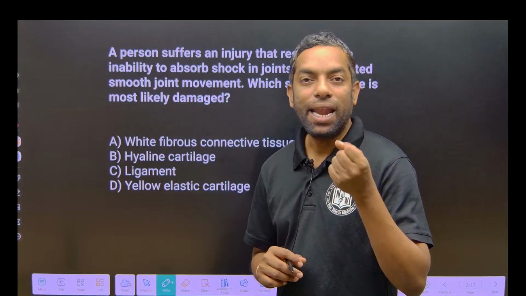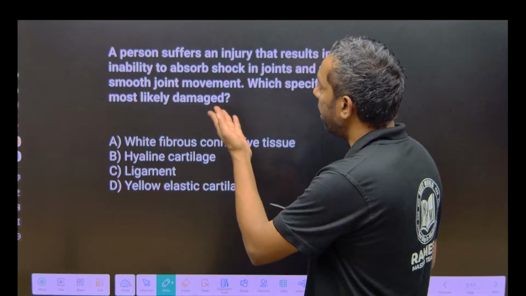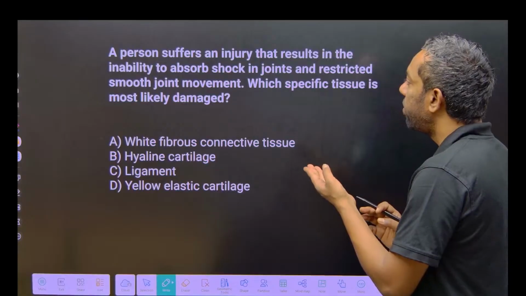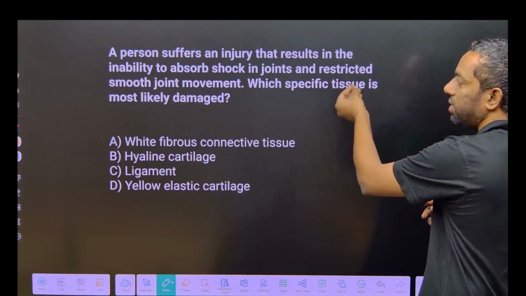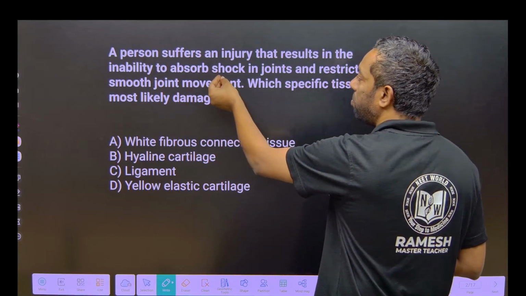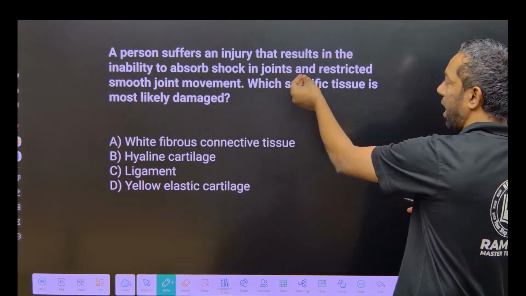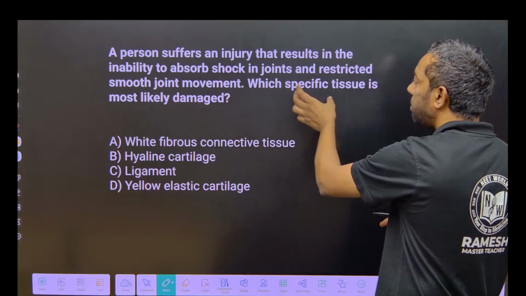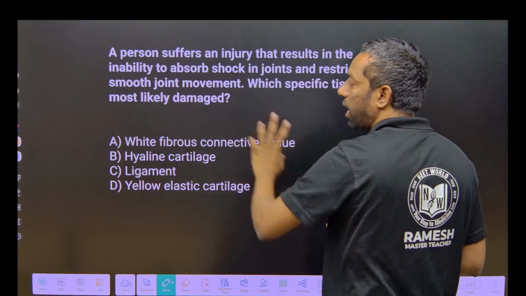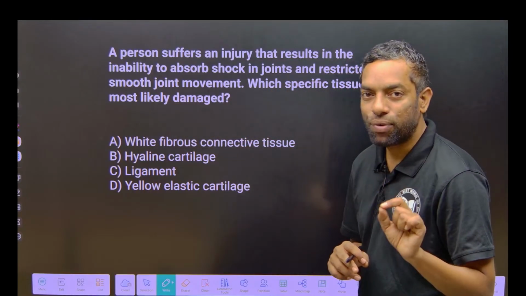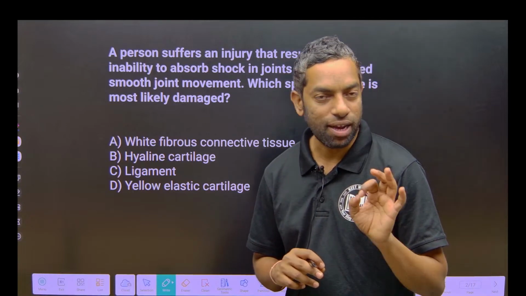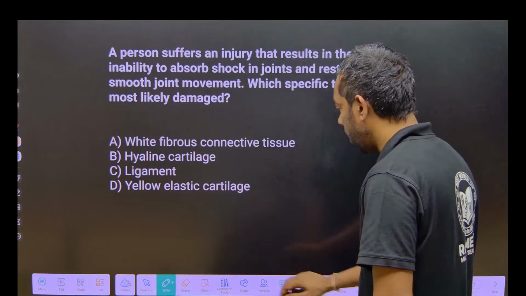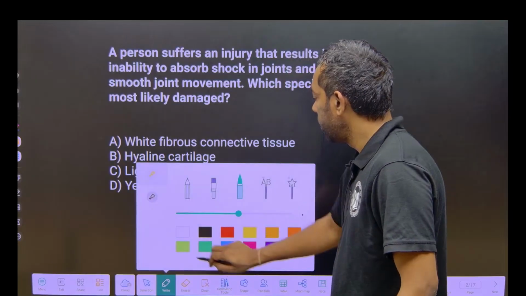This is animal tissue. A person suffers from an injury that results in the inability to absorb shocks in joints and restricts smooth joint movement. Which specific tissue is most likely to be damaged? They can ask this kind of question in the coming NEET. I am going to explain it here.